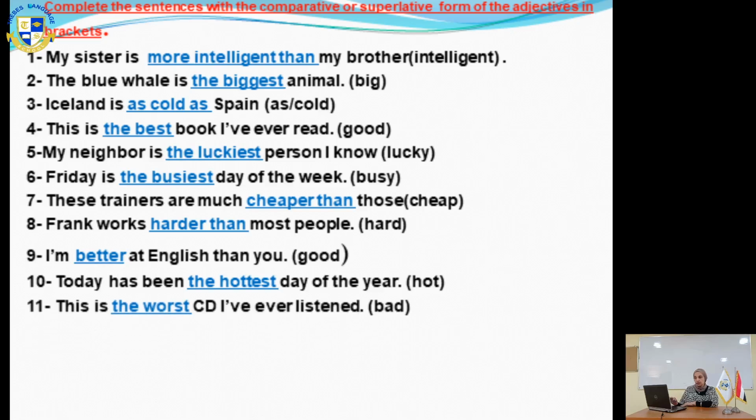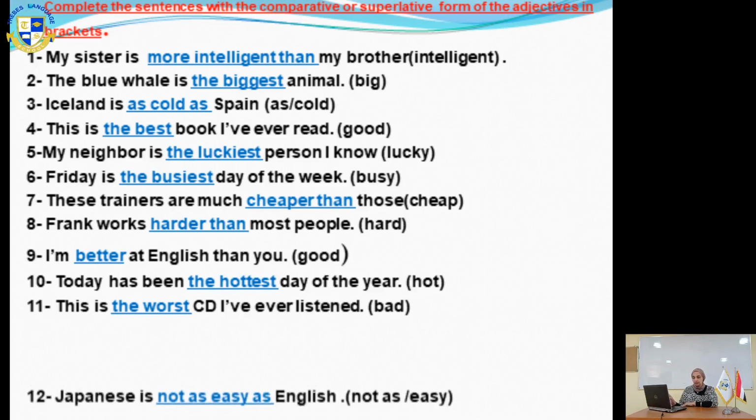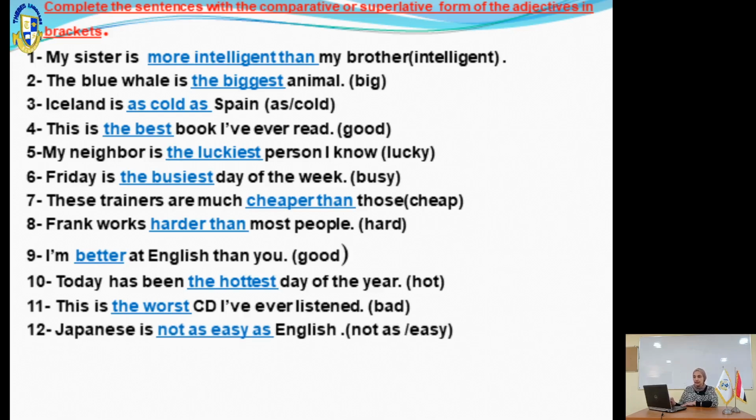Number 11, this is, and we have at the end, bad CD I've ever listened to. It means that I didn't listen to anyone worse than it. So this is the worst CD I've ever listened to. Number 12, Japanese. It means the Japanese language. Japanese is not easy as English. I want to use not as easy. It means Japanese is not as easy as English. It means that English is easier.